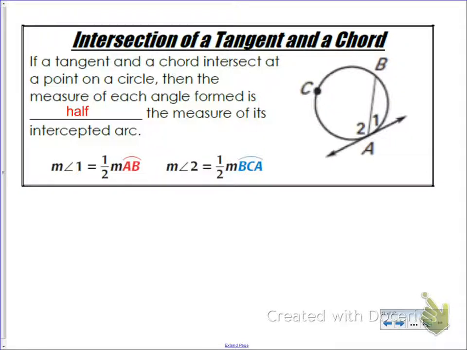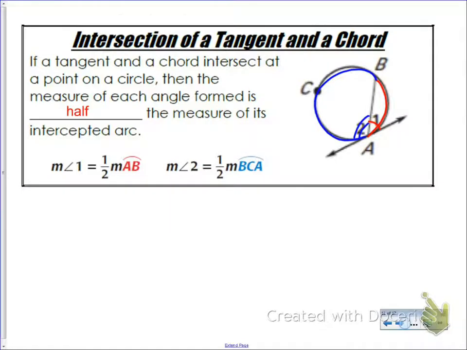So we'll go ahead and get started with a theorem about the intersection of a tangent and a chord. If a tangent and a chord intersect at a point on the circle, then the measure of each angle formed is 1/2 the measure of its intercepted arc. So if I'm talking about angle 1 right here, angle 1 is going to equal 1/2 the measure of arc AB. And angle 2 is going to be 1/2 the measure of arc BCA.